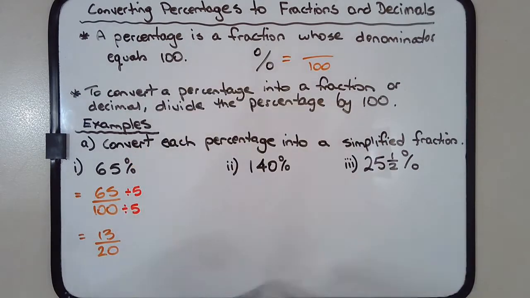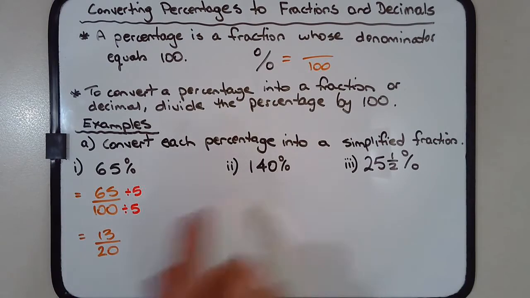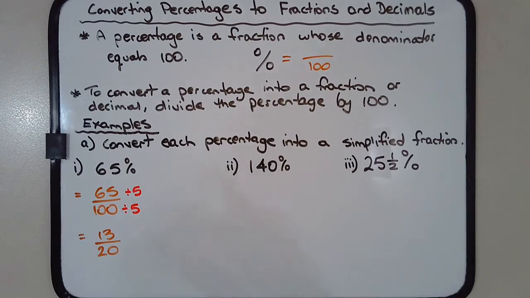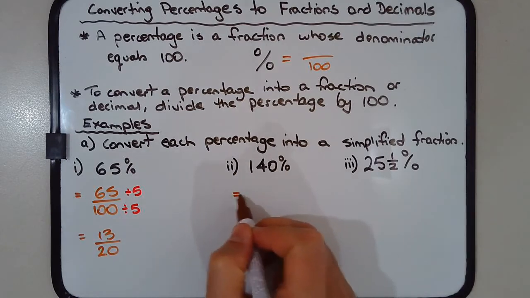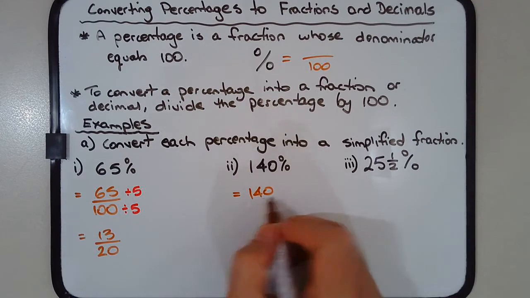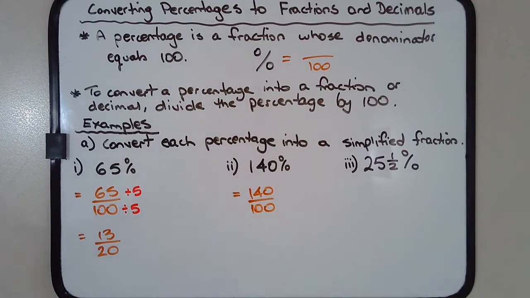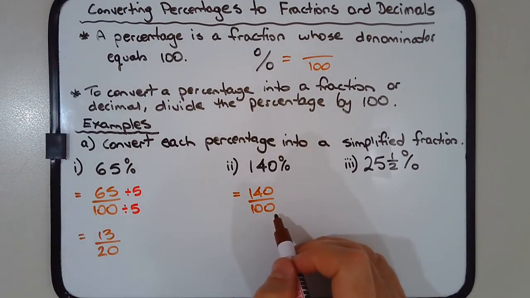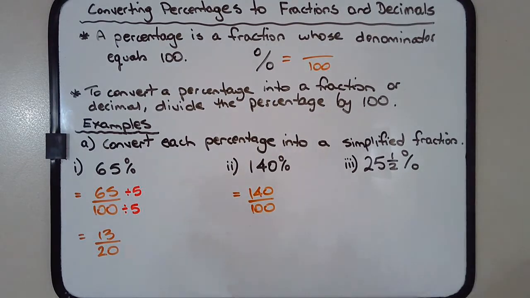All right, let's have a look at the next one, 140%. That's a percentage that's greater than 100. So in fact, it represents one whole and a little bit extra. Let's write this first as an unsimplified fraction. That's really the fraction 140 over 100. Clearly that's improper because the numerator is larger than the denominator. So let's simplify this fraction.